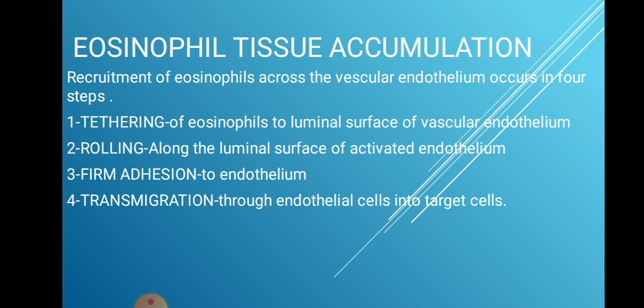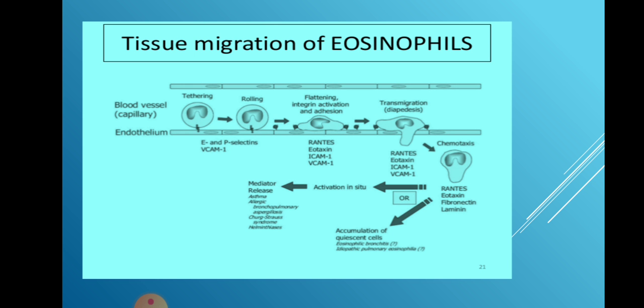Eosinophils and tissue accumulation. Recruitment of eosinophils across the vascular endothelium occurs in 4 steps. First one is tethering of eosinophils to the luminal surface of vascular endothelium. Second one is rolling along the luminal surface of activated endothelium. Third one is firm adhesion to endothelium. And fourth one is transmigration through endothelial cells into target tissues. This is the image showing tissue migration of eosinophils. This shows tethering and rolling require E and P selectins, and eotaxins are required for adhesion.